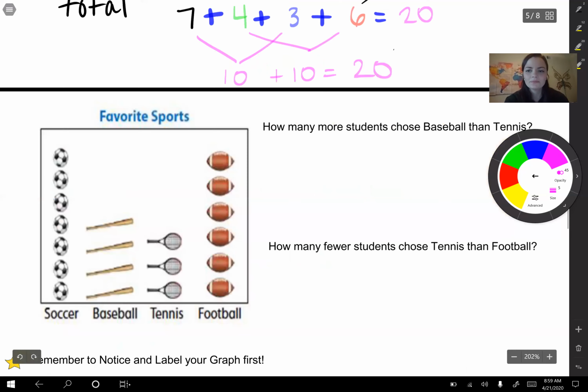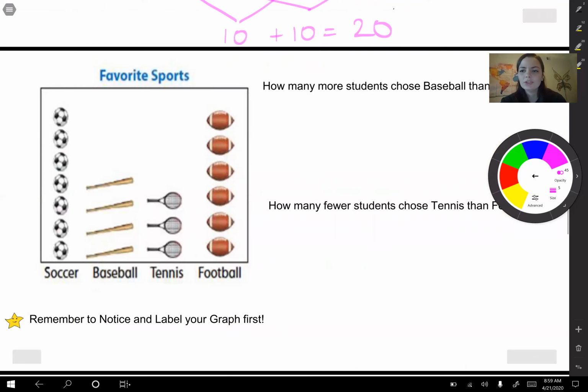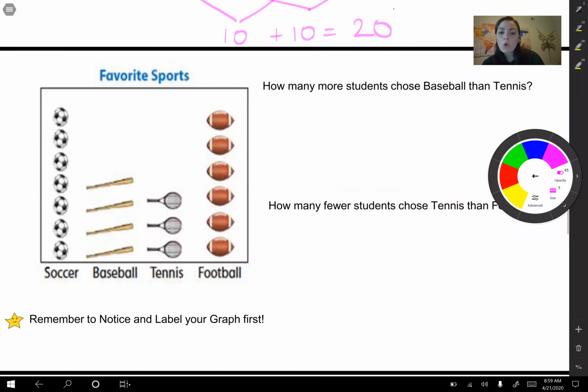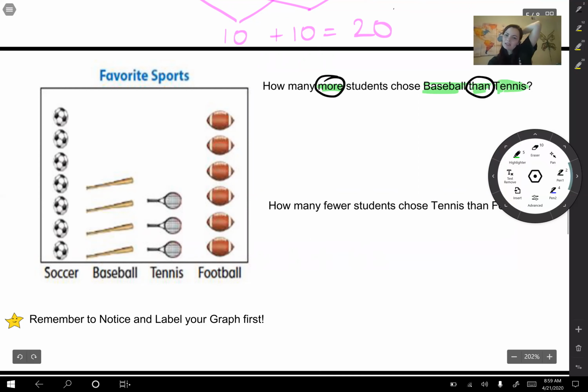So let's keep going. How many more students choose baseball than tennis? Okay, so now we have a special word. So let's circle these words that I think are really important. More than. So more than, so we're going to be comparing. I'm going to write what we're doing. Comparing. And remember, I always said when we're comparing, that means we are finding the difference.